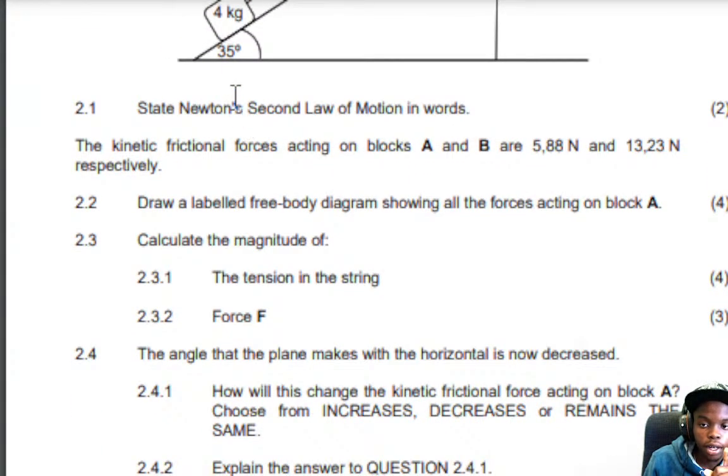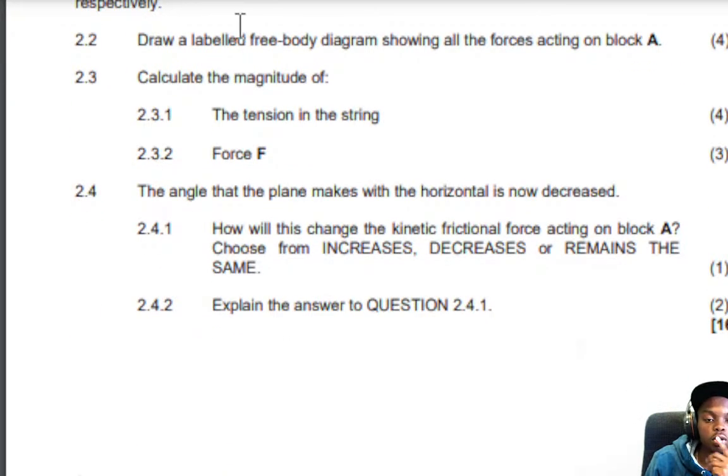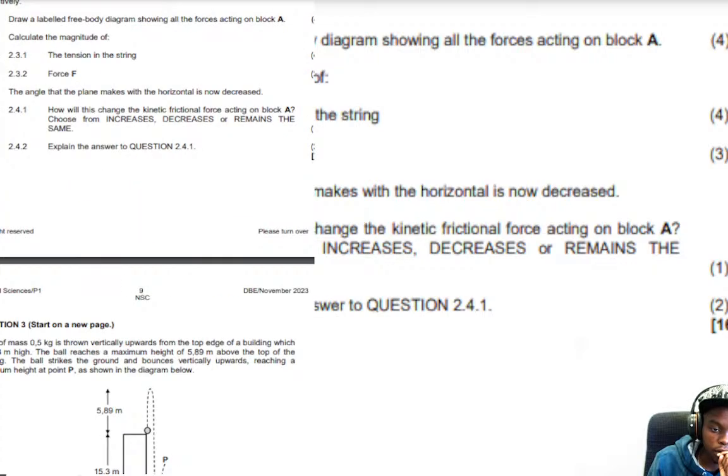Now if you've drawn the free body diagram, you see for block A, as I said, it has 4 marks, showing that it has 4 forces. Now check out this question, question 2.4. It says the angle that the plane makes with the horizontal is now decreased. How will this change the kinetic frictional force acting on block A? So in this case, guys, let's go back here.